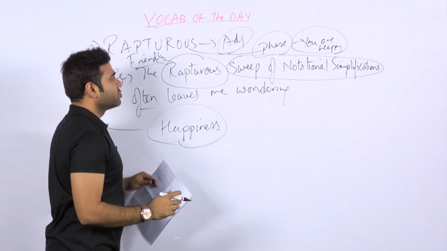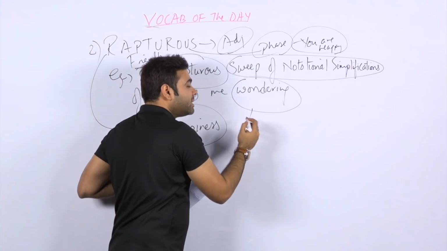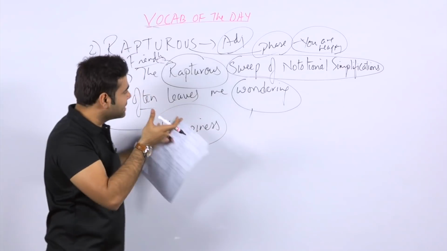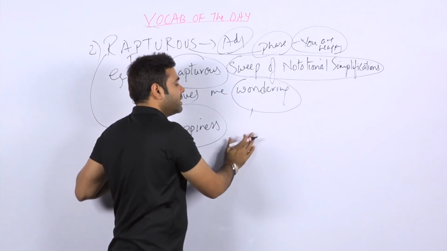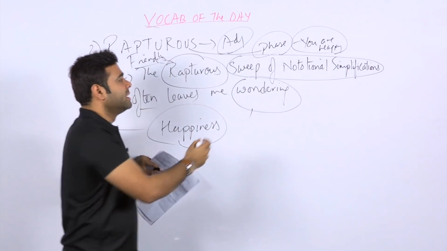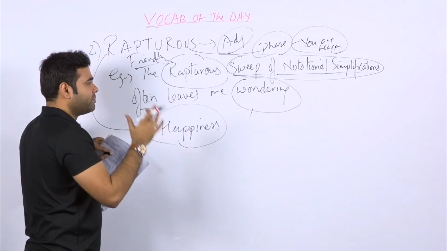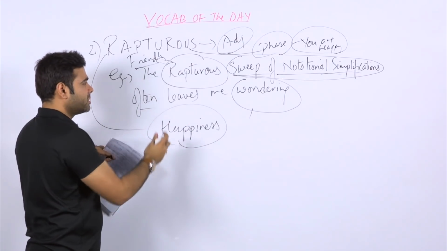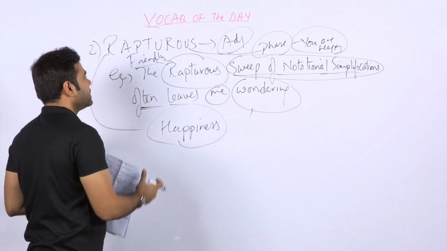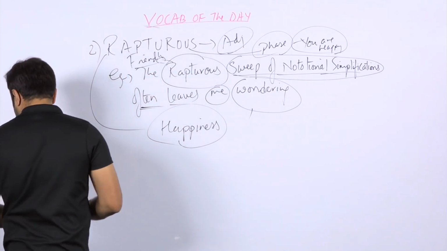The rapturous sweep of notational simplification often leaves me wondering. The writer is related to the particular news, and when he sees something like this, he feels wonder. He is not baffled or confused, but he is wondering about the simple thing, the sweep of notational simplifications. How do they get simplification? They make it so simple. The rapturous sweep of notational simplification often leaves me, the author, in a state of wonder. Fine, so this is the meaning of the word rapturous.